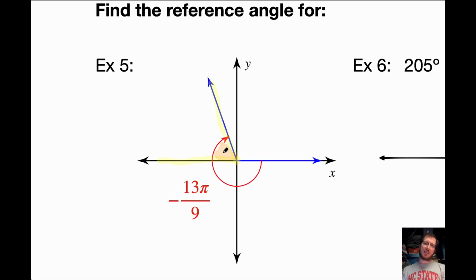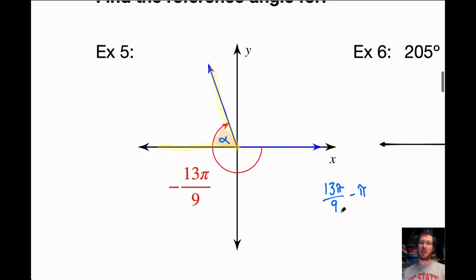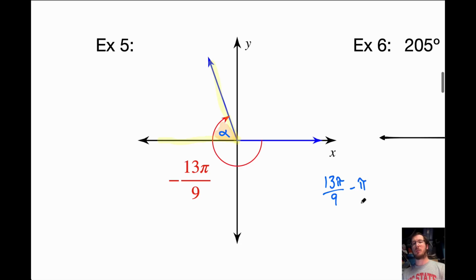What I really want to find is this angle in here, this alpha. And so if I take away this 180 degrees, or this pi, then I want to think about what is 13 pi over 9 take away pi. So take away this about face, this 180 degree turn here. Since I'm subtracting and one of them is a fraction, I want to get these with common denominators. So pi is the same thing as 9 pi over 9.